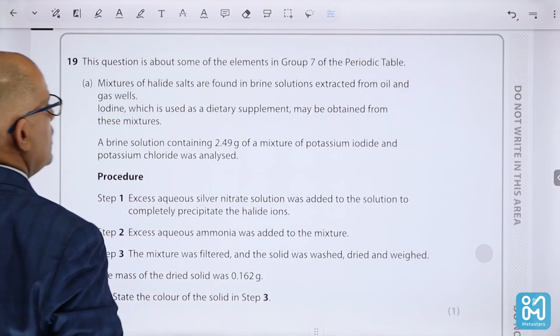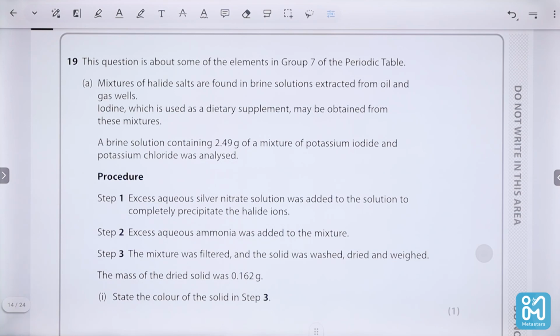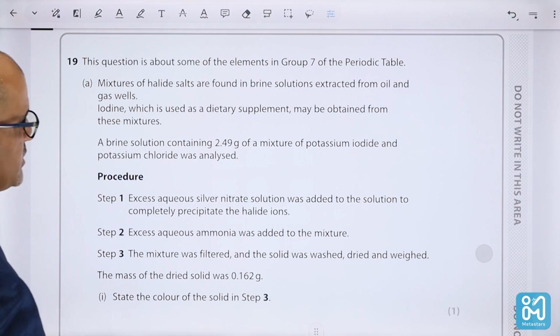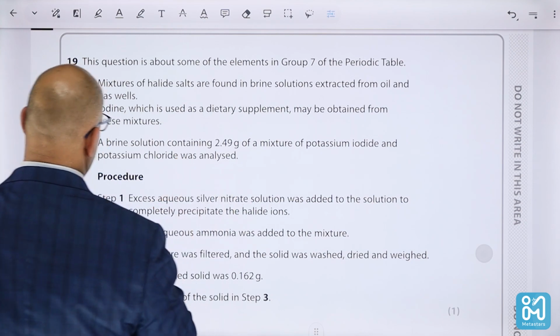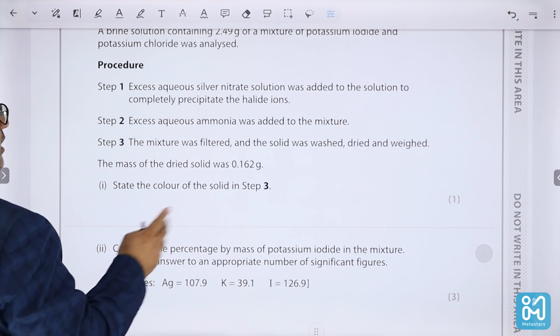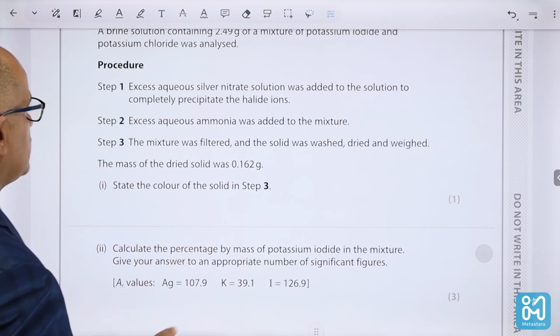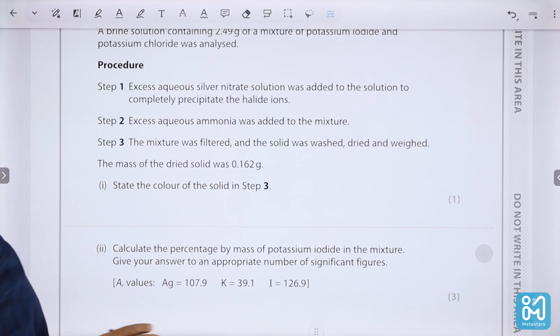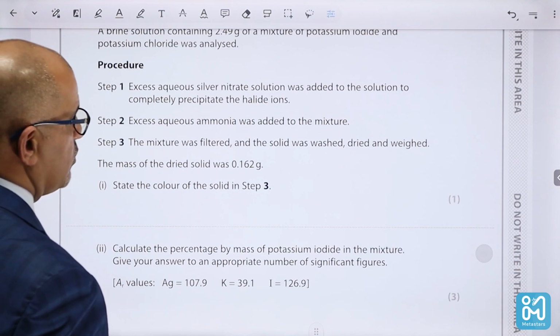Now, for question 19, the question is about some of the elements in group 7 of the periodic table. A mixture of halide salts is found in a brine solution extracted from oil and gas wells. Iodine, which is used as a dietary supplement, may be obtained from these mixtures. A brine solution containing 2.49 grams of a mixture of potassium iodide and potassium chloride was analyzed. The procedure: excess aqueous silver nitrate solution was added to precipitate the halide ions. Excess aqueous ammonia was added to the mixture. The mixture was filtered, and the solid was washed, dried, and weighed.